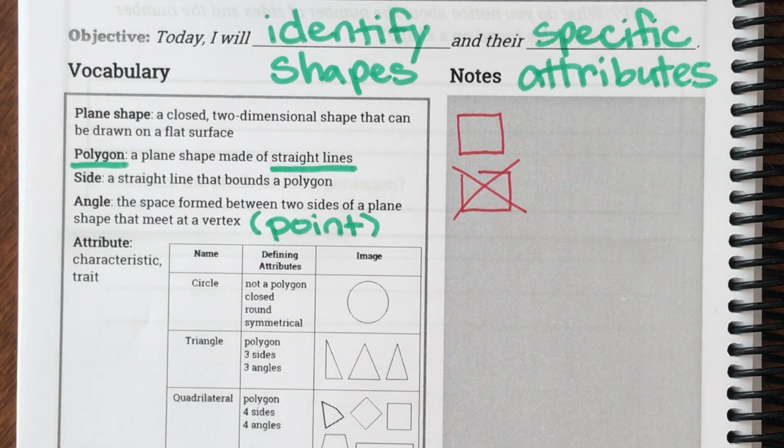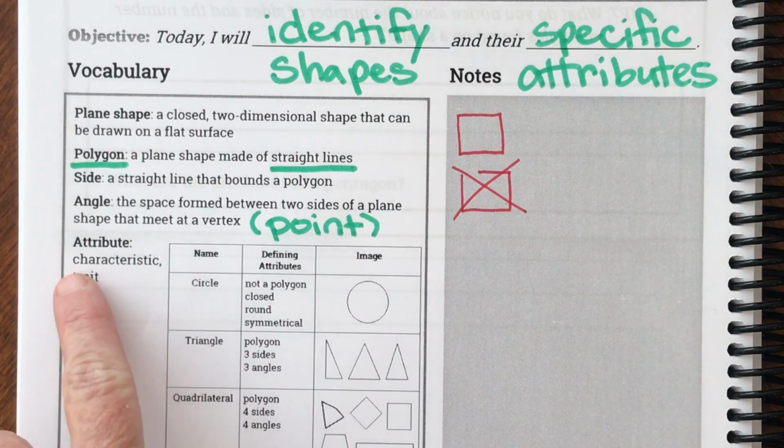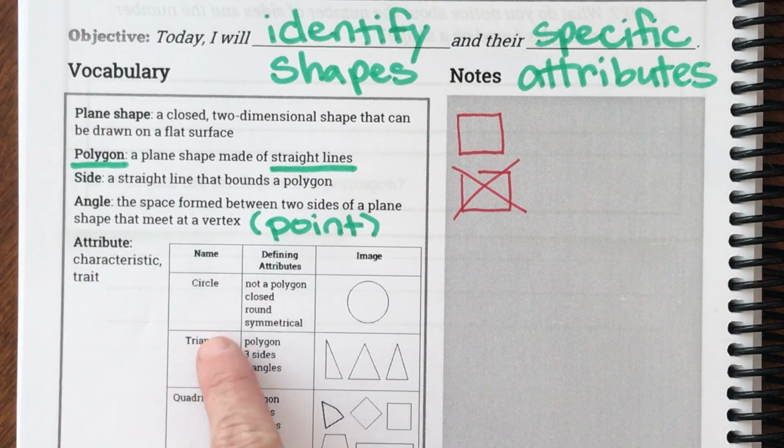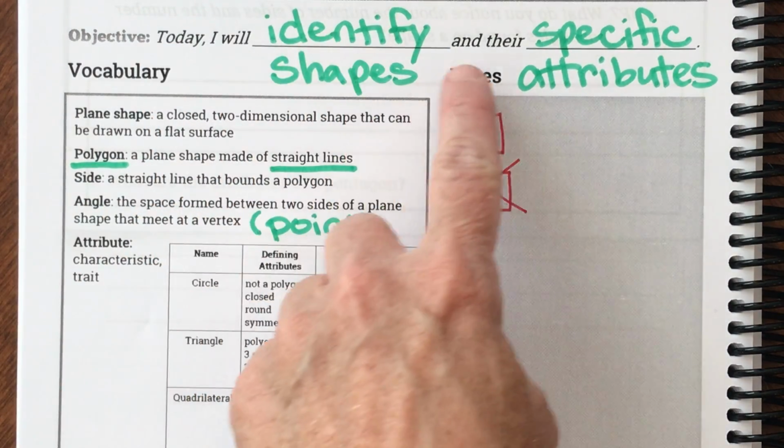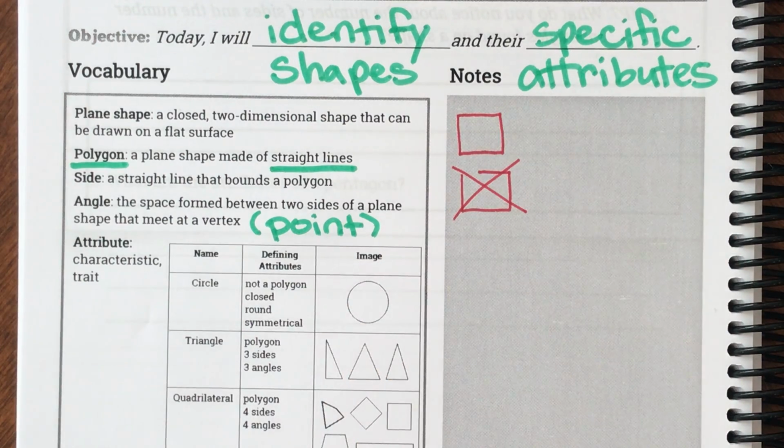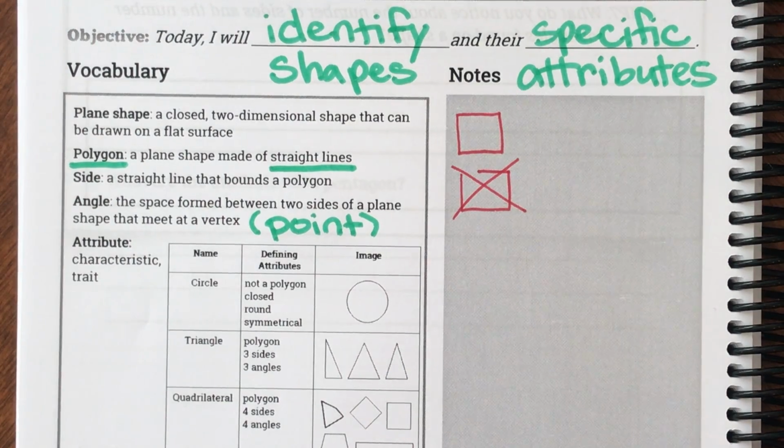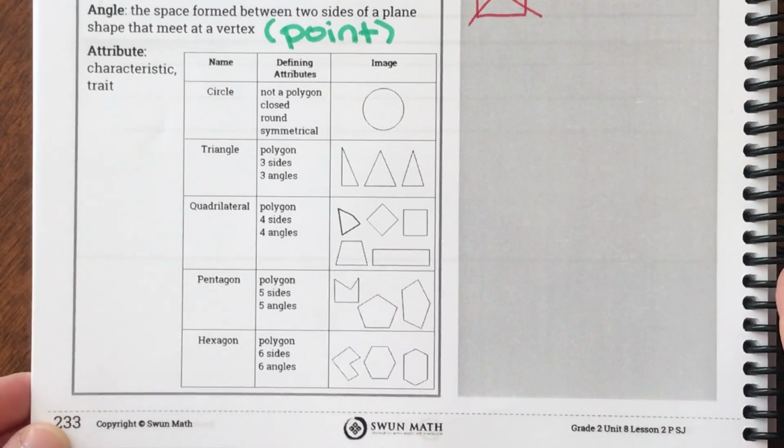Okay, and our next word is attribute. It's a characteristic or trait. So when we said today identify shapes and their attributes, it means their characteristics. What makes them that shape? What do they have that makes them that shape? Okay, so let's look at our shapes that we have.